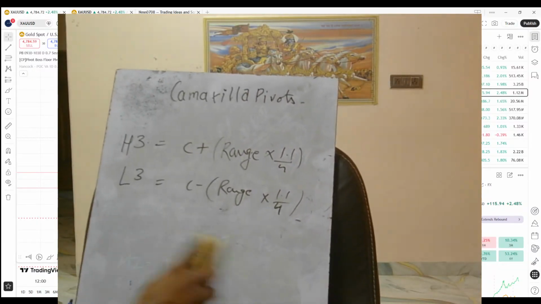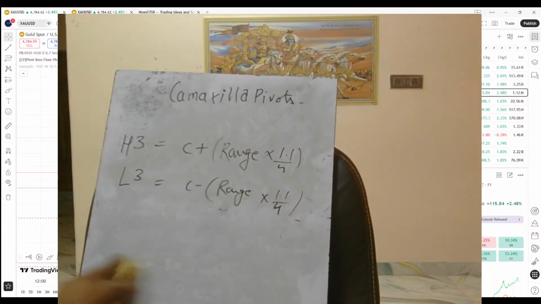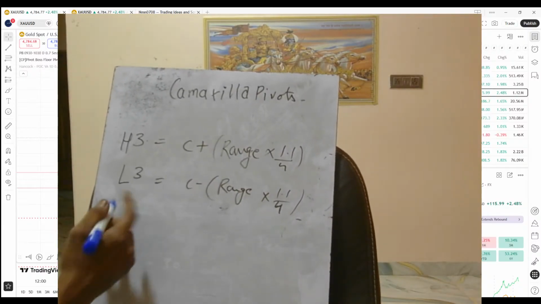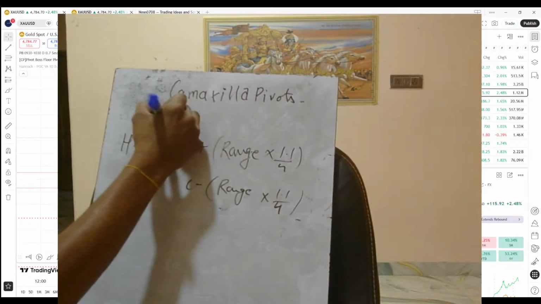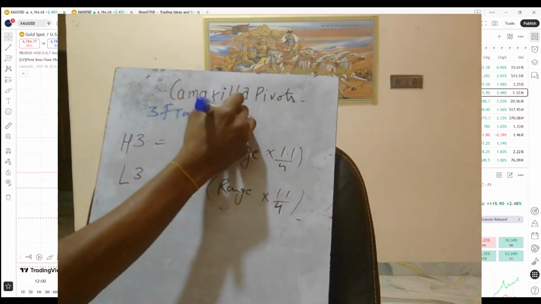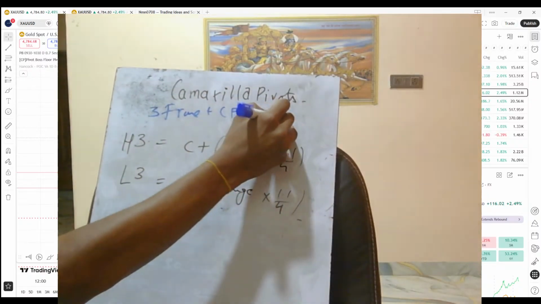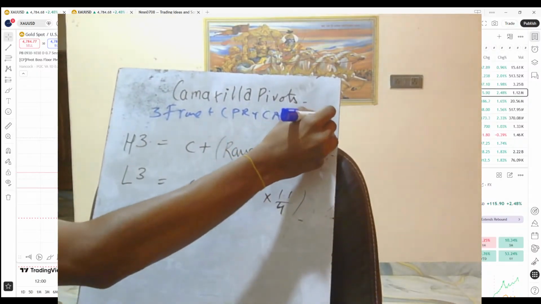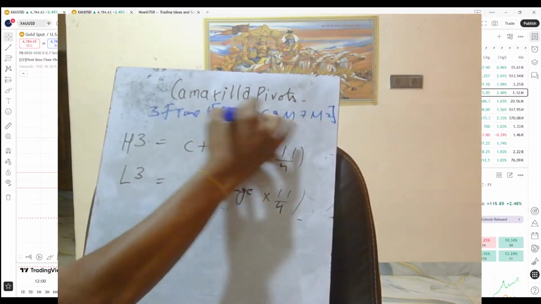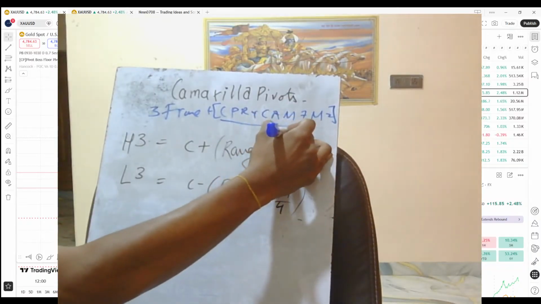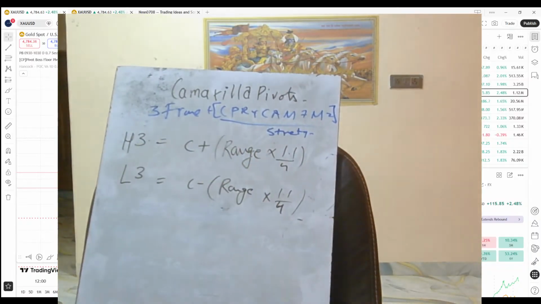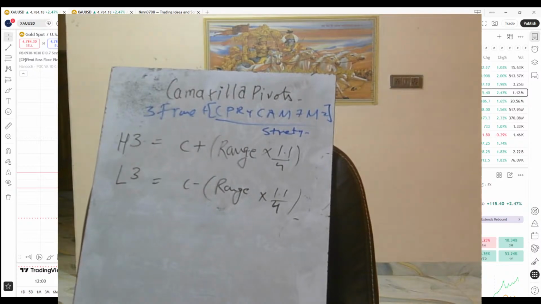So in this series, we'll be learning about Camarilla pivots. Basically, when we apply all three frameworks, CPR plus Camarilla plus Money Zone, then you can have a clear strategy where you have to buy and where you have to sell. This is how you define your strategy.